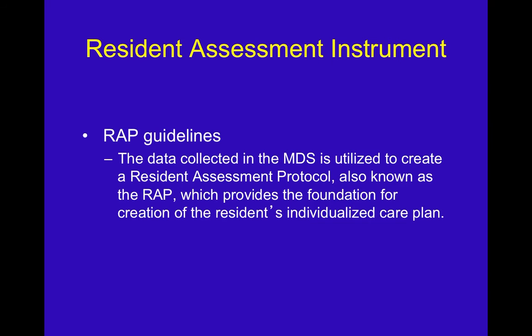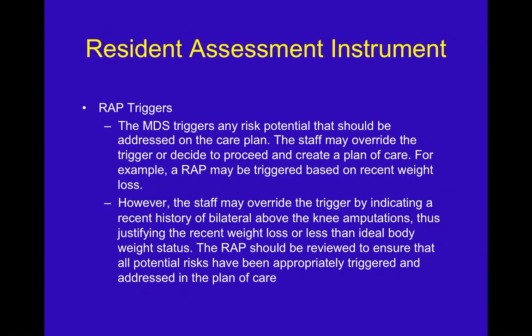So, for example, say in the MDS we identify a patient has fallen numerous times. Well, then there should be a care plan of pharmacist reviews medications to make sure they are not on anything that puts them at high risk for falls. They may need to use bed rails to prevent falls. They may have to use special shoes with special footing in them to prevent falls. And so that is what the resident assessment instrument that comes out of the MDS does. And like I said, the MDS triggers any risk potential that should be addressed on the care plan.